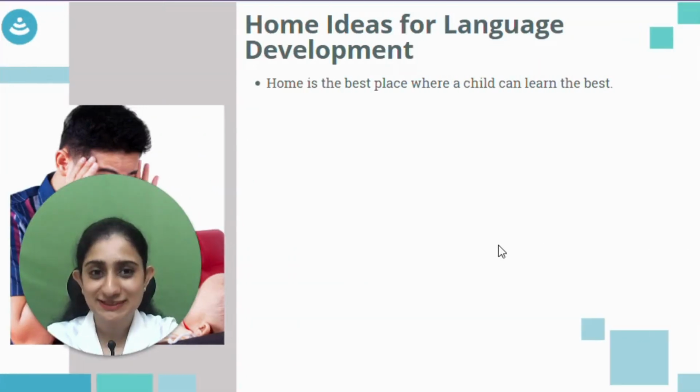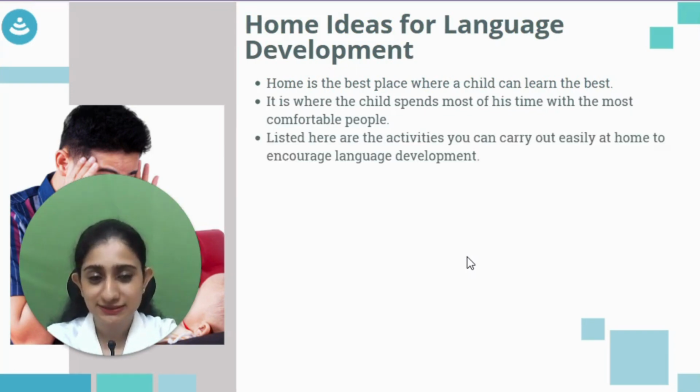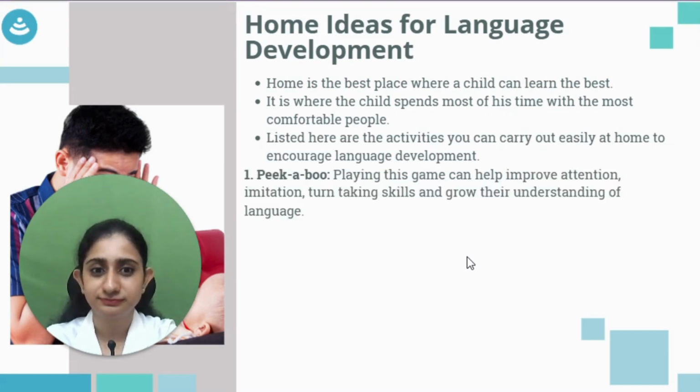So now it's time to discuss some home ideas for language development. As we all know, home is the best place where a child can learn the best. And it is where the child spends most of his time with the most comfortable people. So listed here are the activities you can carry out easily at home to encourage language development.